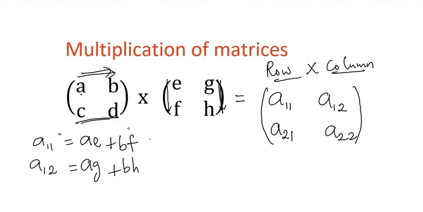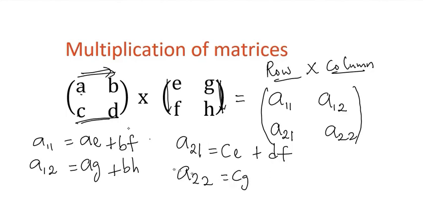Now let's go to the second row, multiply first column. That is C times E, CE, plus D times F, DF. We now go to the last one, second row, multiply second column. C times G, CG, plus D times H, DH.